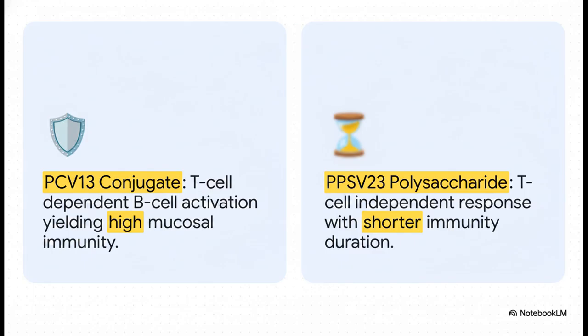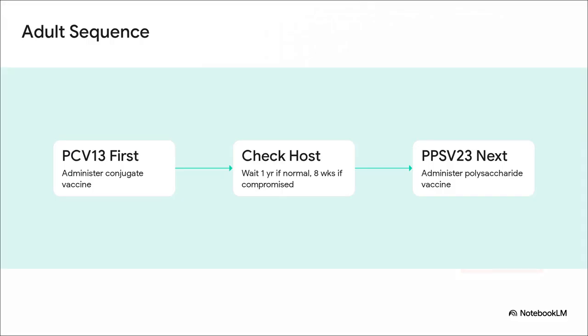On the flip side, PPSV23 is purely a polysaccharide vaccine. It relies on a T-cell-independent response, so you get broader coverage, sure, but a much weaker and significantly shorter-lasting immune memory. So, this core physiological difference completely dictates the chronological branching logic for adults 65 and older, or for compromised hosts. The choice architecture forces a decision point.